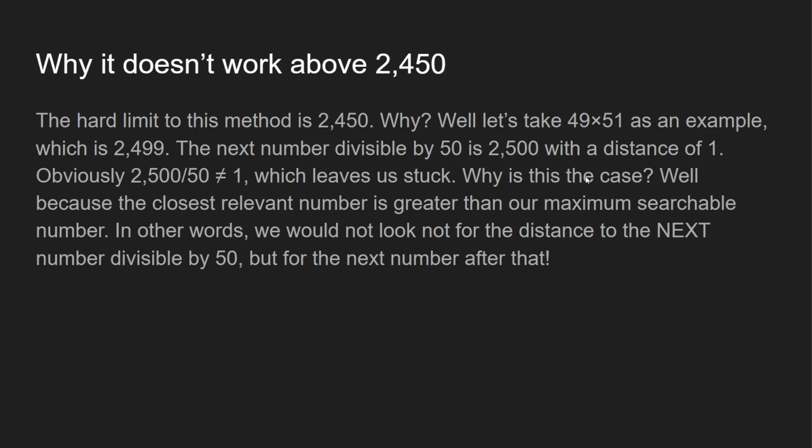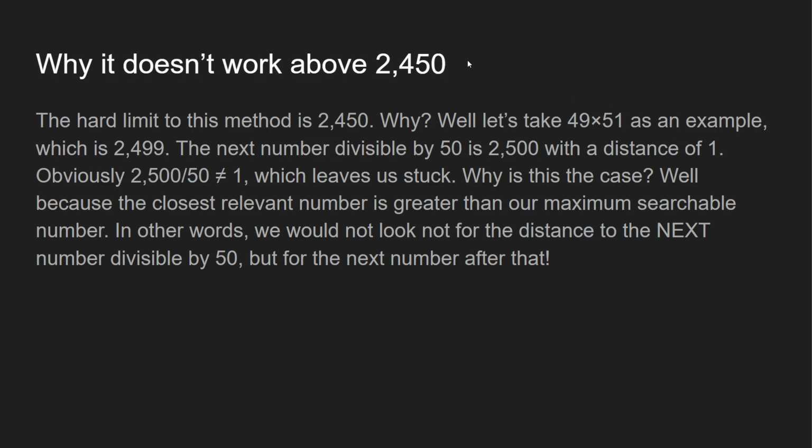So let's take, for example, 49 times 51. This is 2,499. The next number that is divisible by 50 is 2,500, and that gives us a distance of 1. 1 is the distance. I think you can start to see the problem here. 2,500 divided by 50 does not equal 1, which theoretically would say that 2,499 is not divisible by 49. But of course, we know it's divisible by 49. As I said, this is 49 times 51.